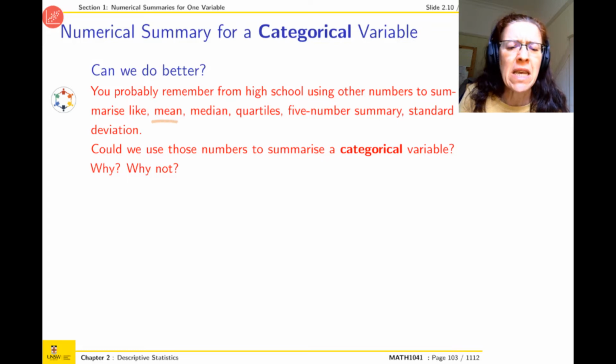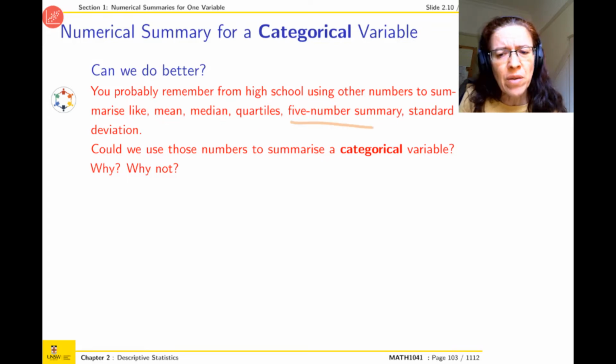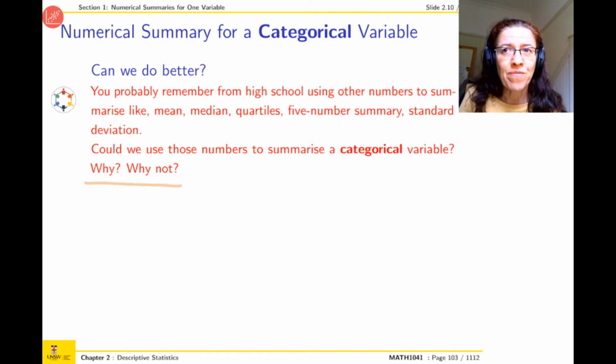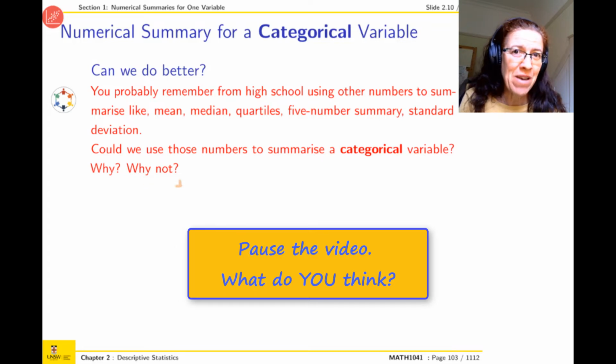We're calculating the median. So there is the mean, the median, the quartiles, the 5-number summary, the standard deviation. Could we use those to summarize what's happening with our categorical variable? You can think of the example if you'd like. Why or why not? I'll let you think about that because it's going to help you know what tool works in which situation.